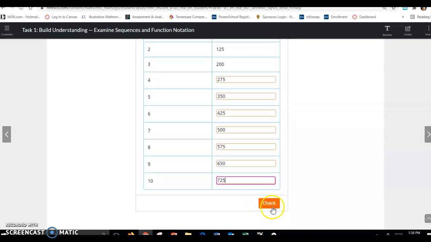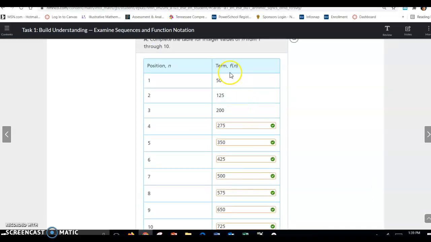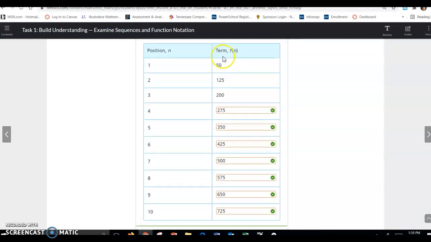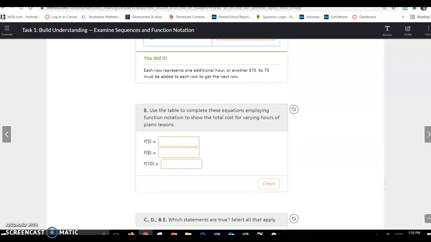So if we just continue that pattern and add $75 for each additional hour, that's how we get the f of n, which is the number of terms. That would be the total cost of piano lessons for this number of hours for this exact problem. It says use the table to complete these equations employing function notation to show the total cost for varying hours of piano lessons.